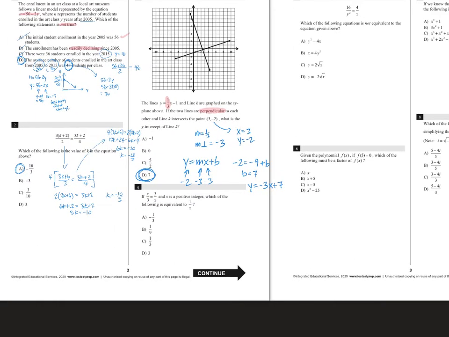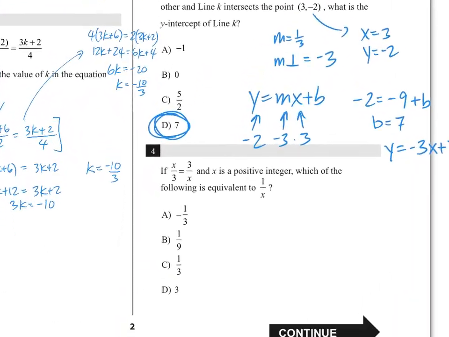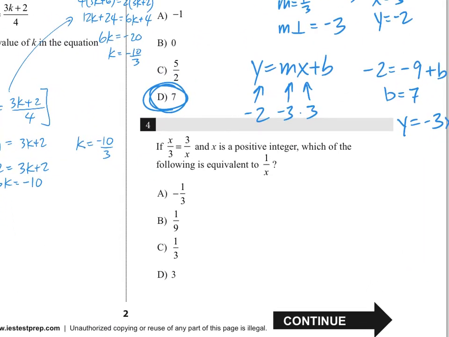Okay, let's do number 4 now. So for number 4, this is again another proportion, so we can cross multiply. All right, so let's multiply x times x, that's x squared. 3 times 3 is 9. If we solve this using the square root property, then x is equal to ±3.